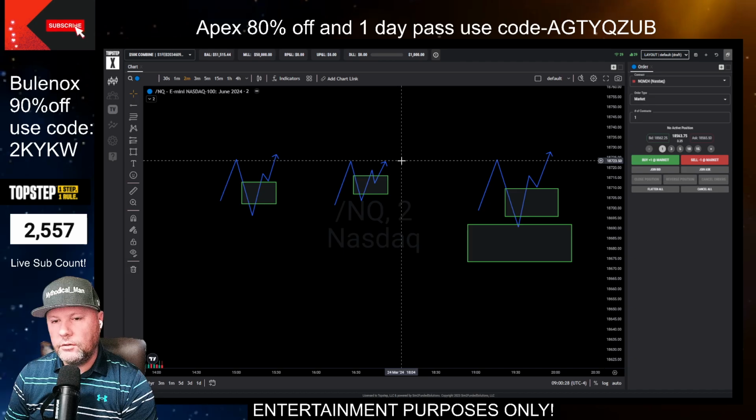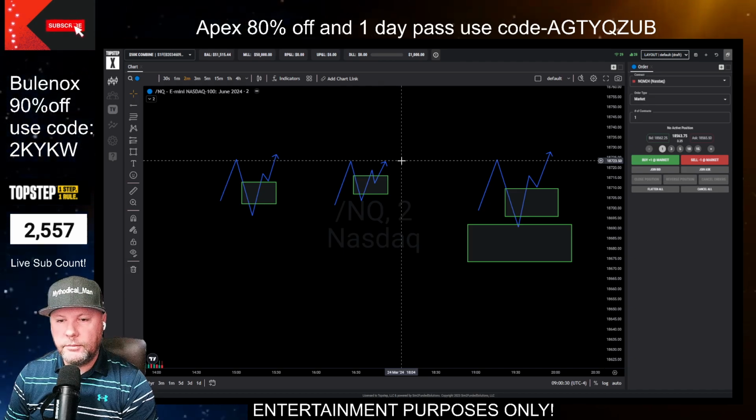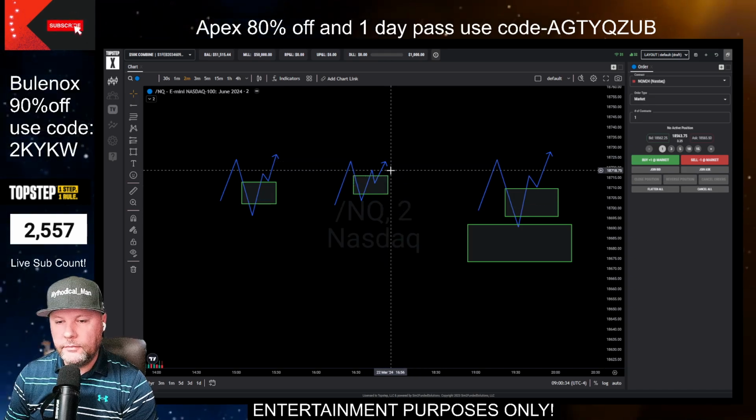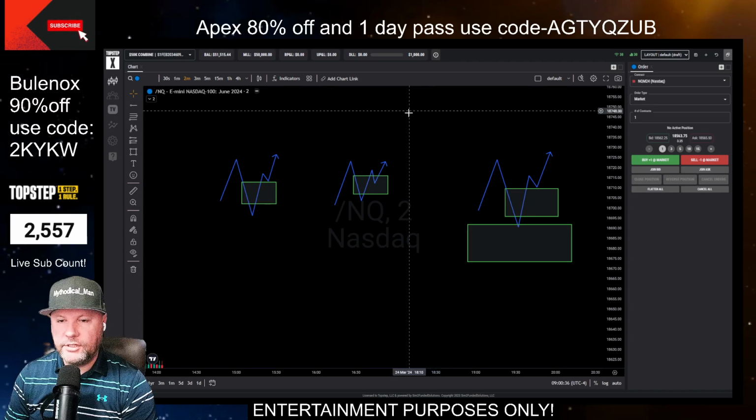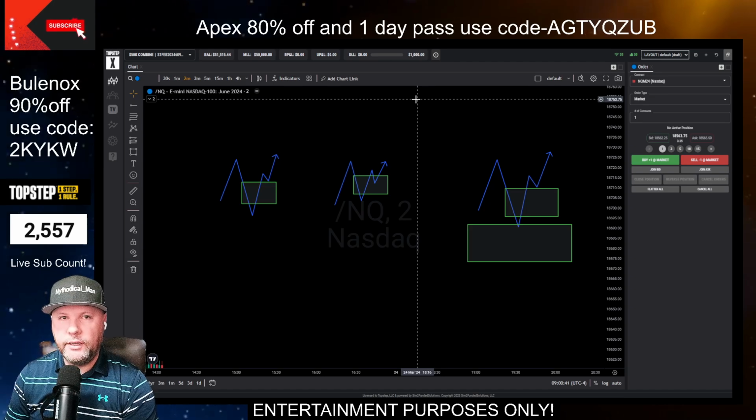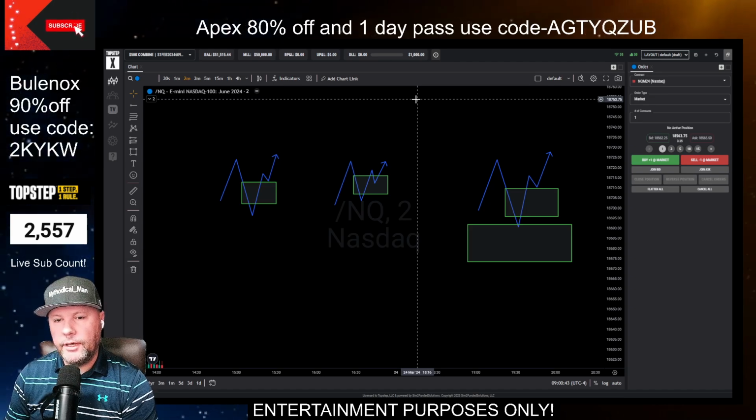So once we hit the internal liquidity, you can scale some of your position to guarantee some profit, and then you move your stop to break even, and you see if price continues higher to a higher target, equal highs, whatever the draw on liquidity might be in your mind.